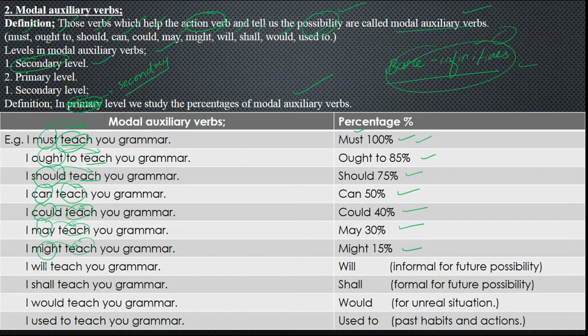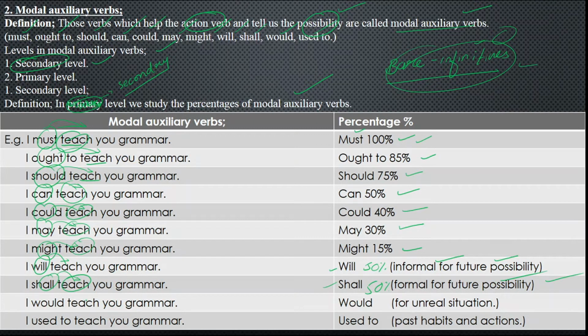I will teach you grammar. It is an informal way and it tells us the future possibility, and for future possibility it shows 50%. Keep in your mind, will and shall both express the future possibility and they both are used for 50%. But one thing should be in your mind: one is an informal way to speak and one is a formal or polite way. I will teach you grammar. Will is helping the action verb and telling you the future possibility. I shall teach you grammar. Shall is again helping the action verb teach and telling you the possibility, which is a formal way and showing the future possibility.